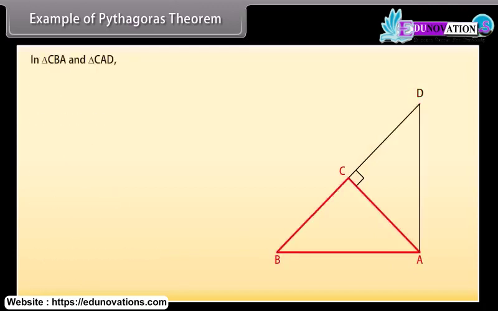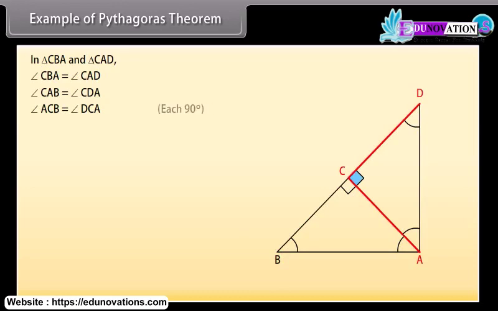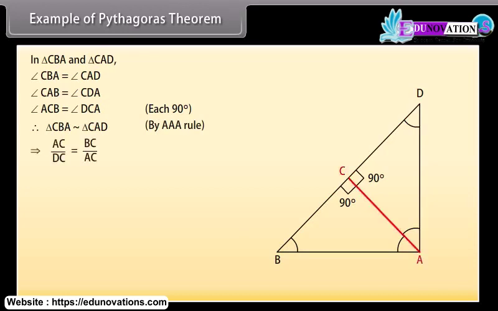In triangle CBA and triangle CAD, angle CBA is equal to angle CAD, angle CAB is equal to angle CDA, angle ACB is equal to angle DCA, each is 90 degrees. Therefore, triangle CBA is similar to triangle CAD by AAA rule, which implies AC upon DC equals BC upon AC, which implies AC square equals DC into BC.